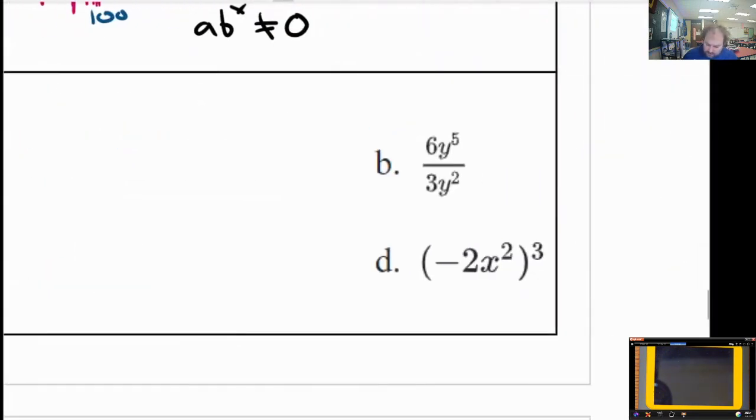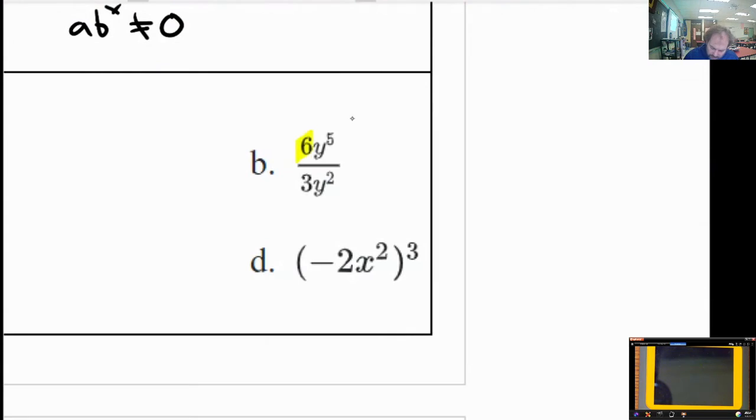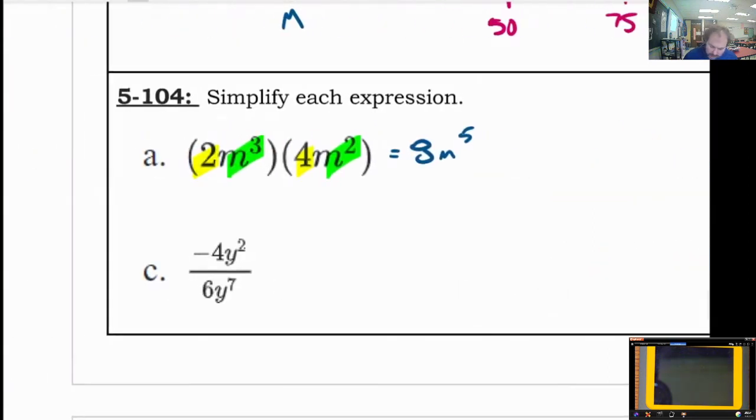For question B, 6 divided by 3 is going to give us 2. And then y to the 5th divided by y to the 2nd power, that's going to give us 5 minus 2, which is y to the 3rd power. 2y to the 3rd. Question C, negative 4 divided by negative 6. That's not going to be an even number, but they're both even, so you can at least reduce that fraction down. This is going to be negative 2 on top and 3 on bottom, leaving some space for the other stuff too.